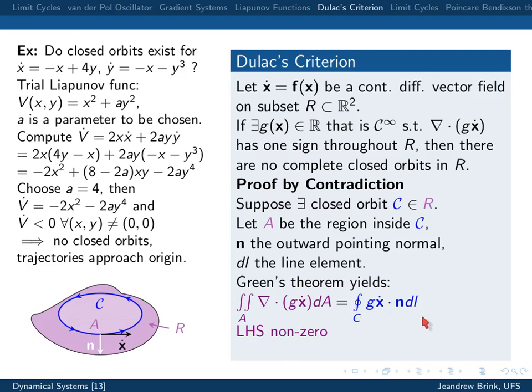However, this thing is 0. And it's 0 because x dot is always tangent to this curve, dl, and n is always orthogonal to the curve at every single point. So at every single point, x dot dotted with n is equal to 0. So there we have the contradiction. C cannot exist. It's a cute proof.